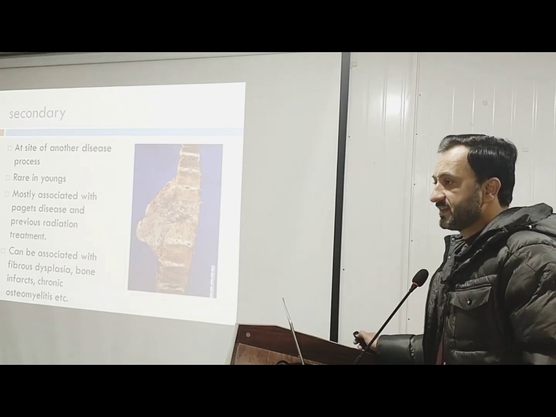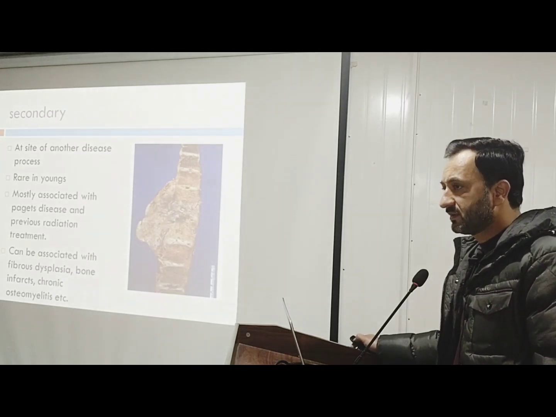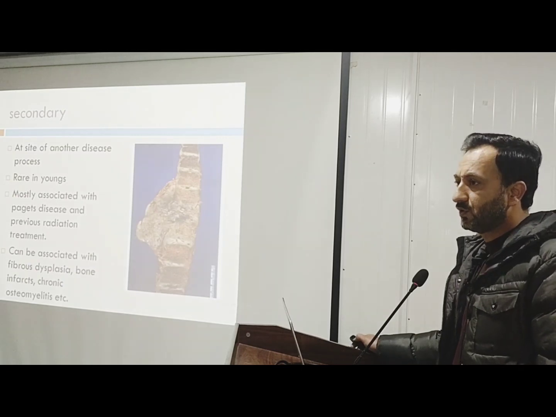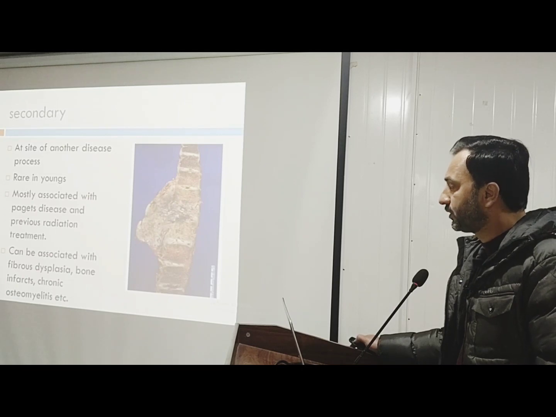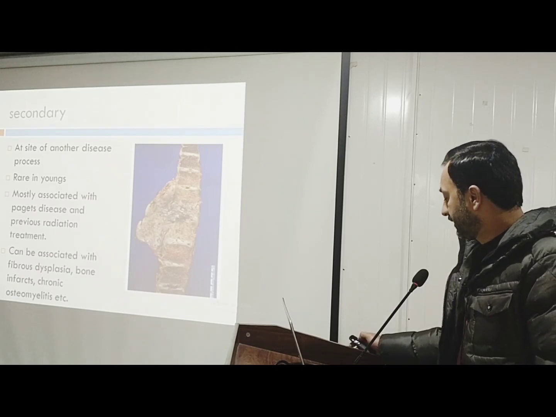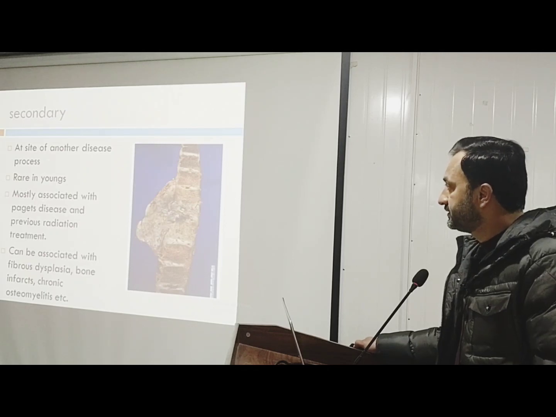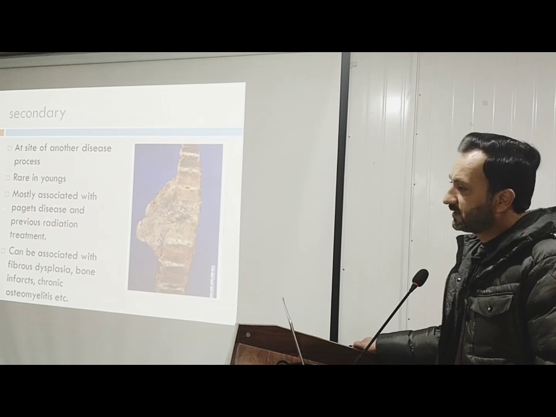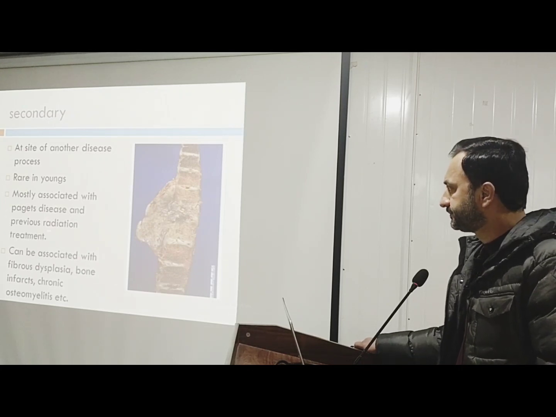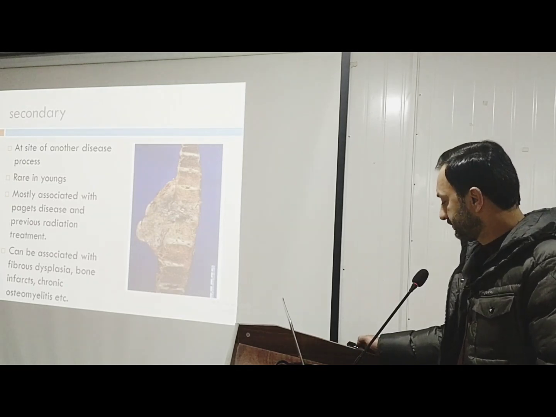So the one was the primary and the other is the secondary. In primary you have high-grade tumors, intermediate tumors, and low-grade tumors. Secondary arises from a disease process or disease sites. It is very rare in the young, mostly associated with Paget disease and previous radiation treatment. It usually arises after the third and fourth decades of life. It can be associated with fibrous dysplasia, bone infarcts, and chronic osteomyelitis.